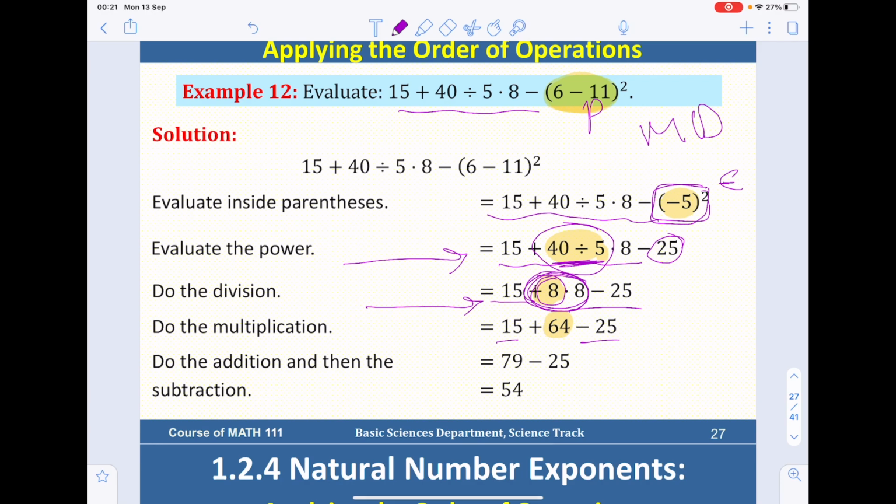Now in this one, we have addition and subtraction. So we could do the addition first or the subtraction, it doesn't matter, because you will take every number with its sign. So 15 plus 64 equals 79, then minus 25, which equals 54.